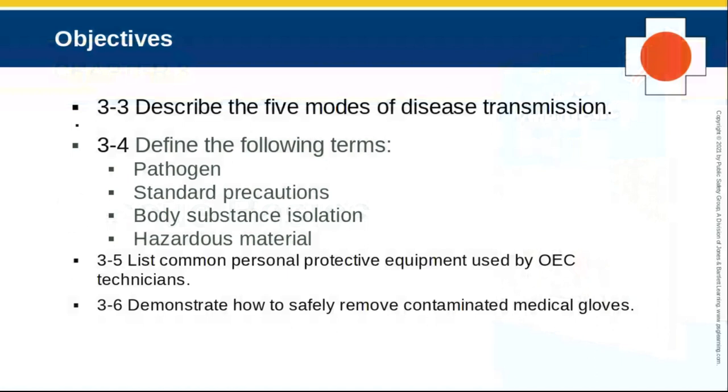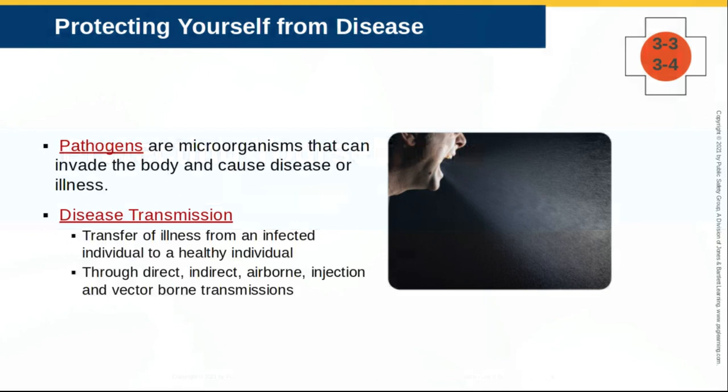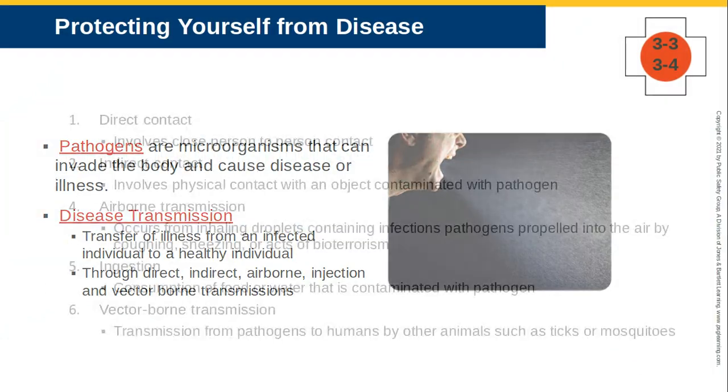See Skill Guide 3.1. So with protecting yourself from disease, we can begin by defining what a pathogen is. It's a microorganism that can invade the body and cause disease or illness. That could be a bacteria or a virus. And when we think about disease transmission, here are the 5 key ways it can occur: direct contact, indirect contact, airborne transmission, injection, or through a vector.